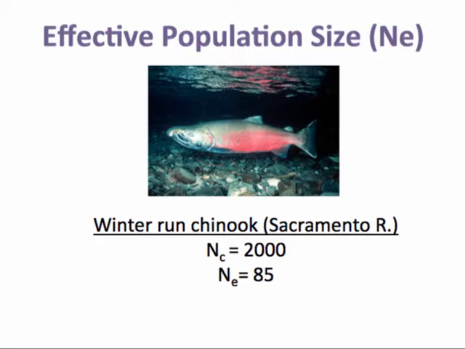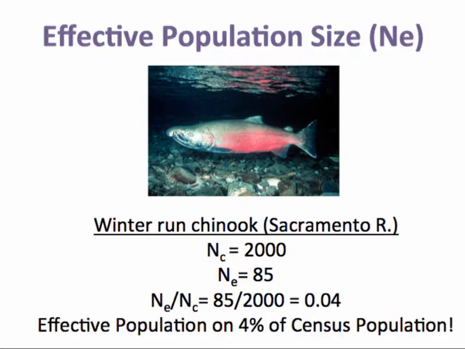So one example is the threatened winter run of the Chinook salmon in the Sacramento River, where there's estimated to be 2,000 adults, so that's the census size. And then the effective population size was actually estimated to be 85 individuals. So if we look at the Ne/N ratio, that's 85 divided by 2,000, and that's 0.04. And that means that the effective population is only 4% of the census population, so it's pretty small.